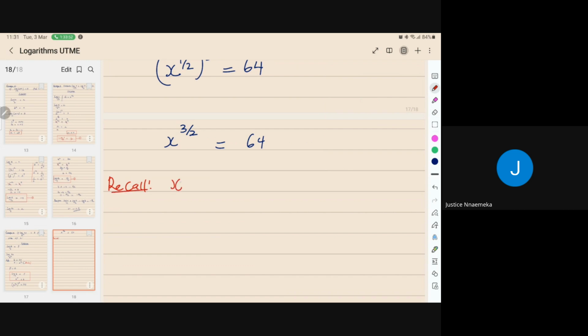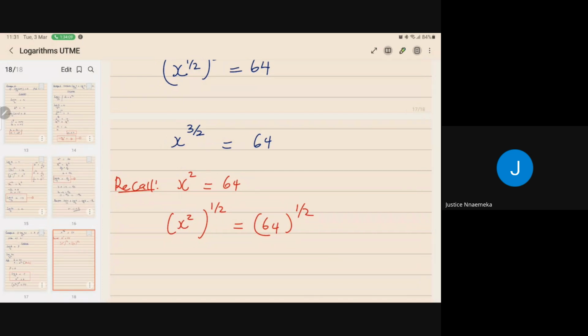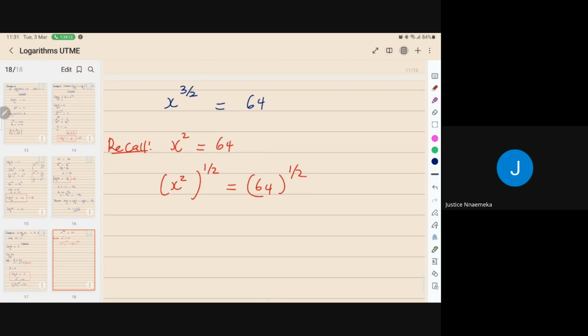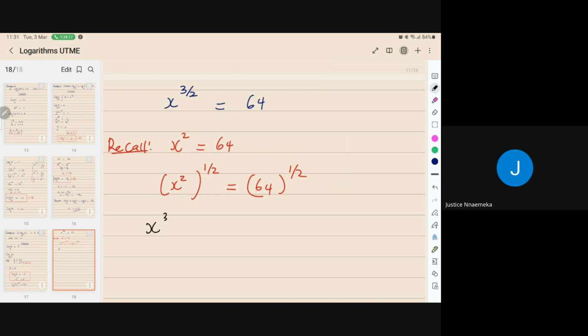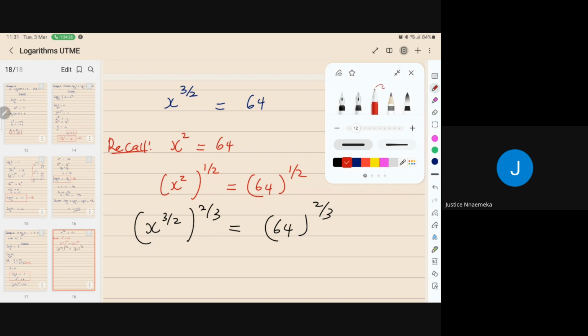that if I have x raised power 2 equals 64, I will take the square root of both sides. What I normally do was to say x^2 open bracket 1 over 2 is equal to 64 to the power of what? 1 over 2. Because I have to, right? So now, in this our case now, what I will do is I'm going to take the reciprocal now. So it's going to be x^(3/2) to the power of what? 2 over 3 is equal to 64 to the power of what? 2 over 3.